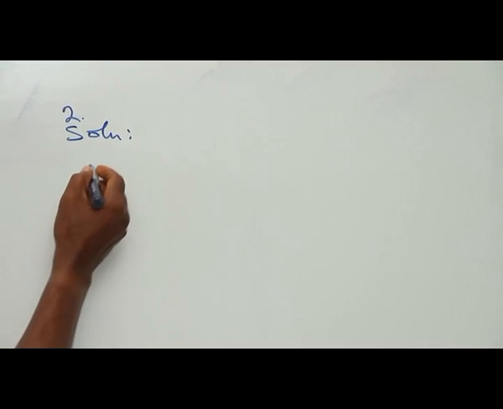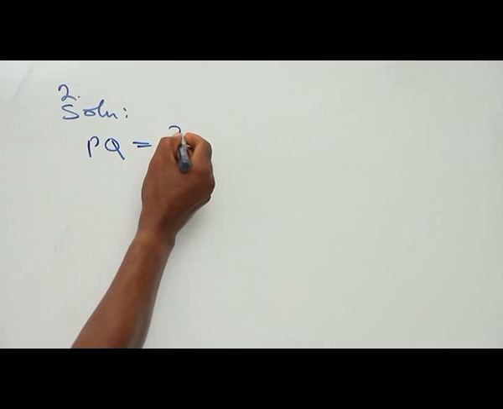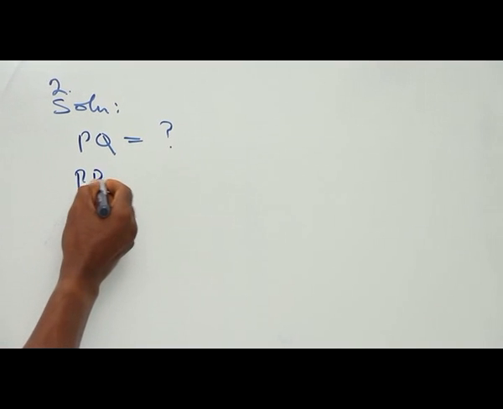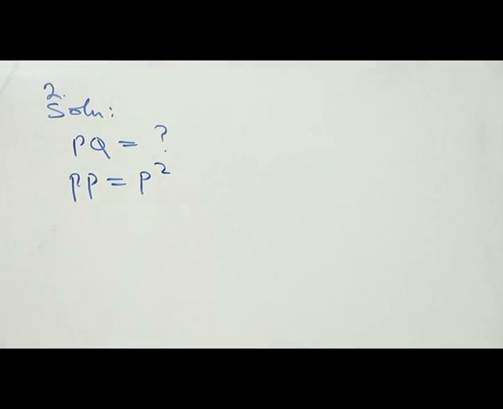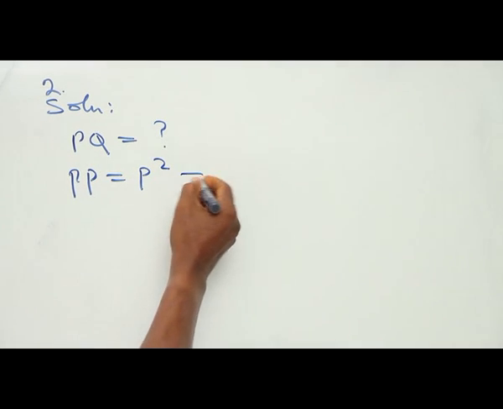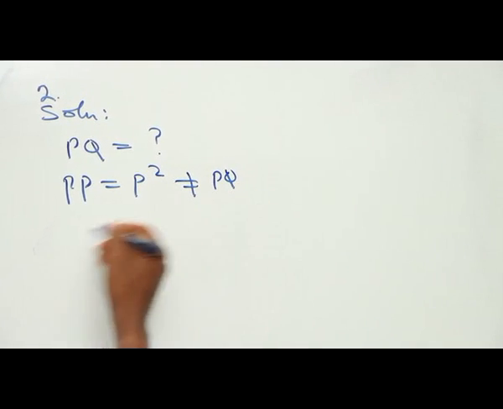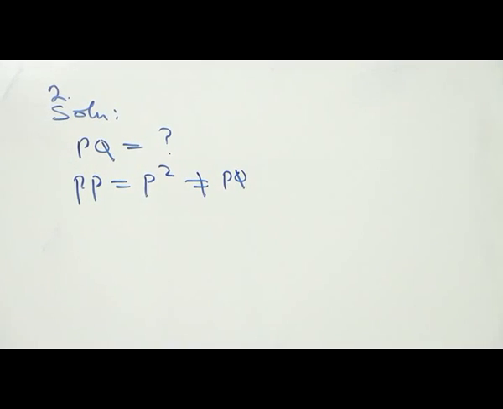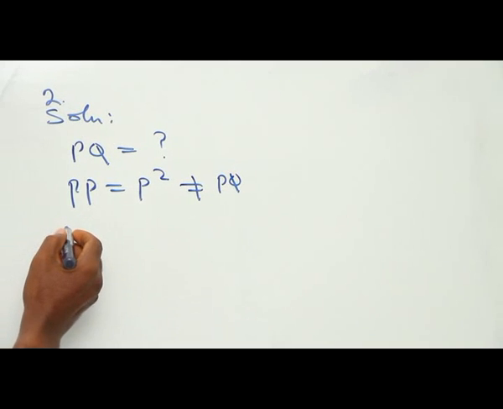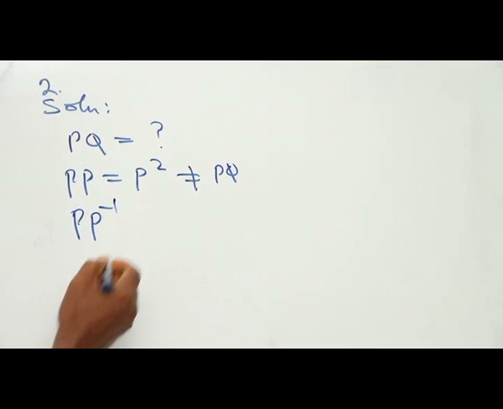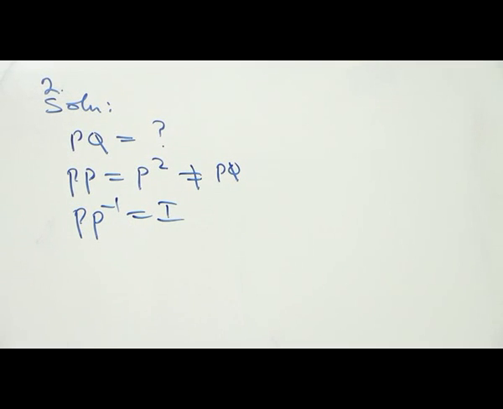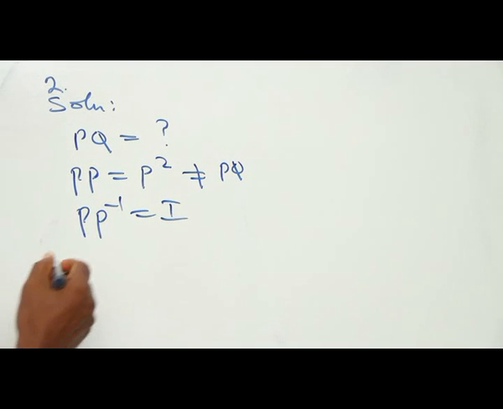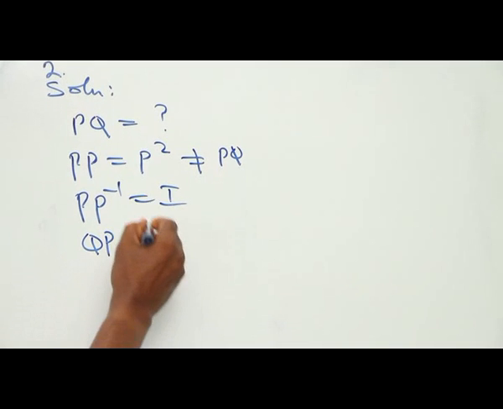We are told to find the equivalent of PQ. It's equivalent to what? Observe that PP is the same as P squared, which cannot be equal to PQ, from what we have as the matrix for P and Q. Then you also observe again that P will give you an identity matrix, and of course, PQ is not an identity matrix. Our QP cannot be equal to PQ.